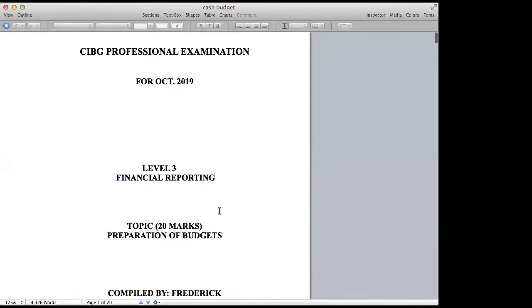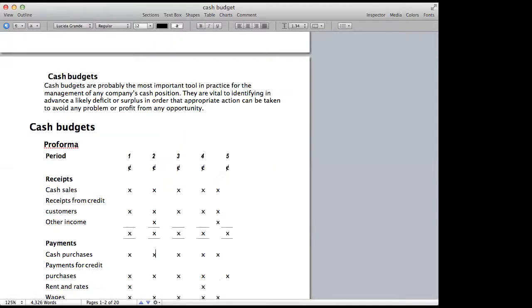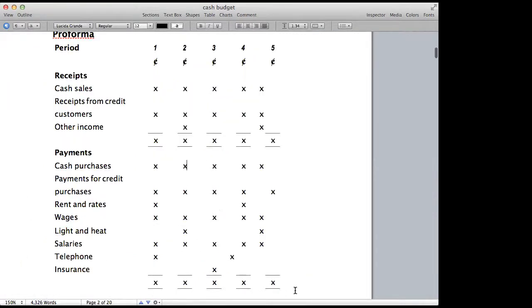Okay, so now let's see the question. Question 13. So the format 2 has been provided for you. So question 13.